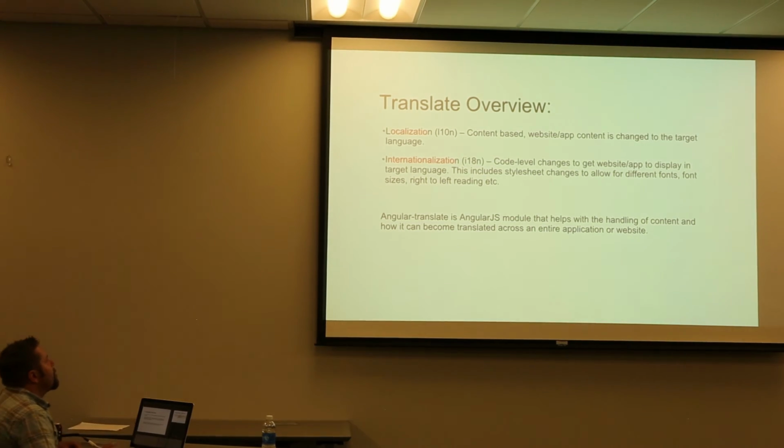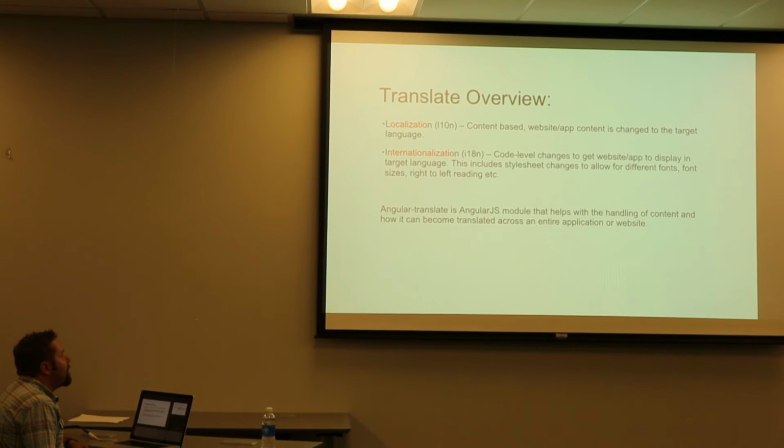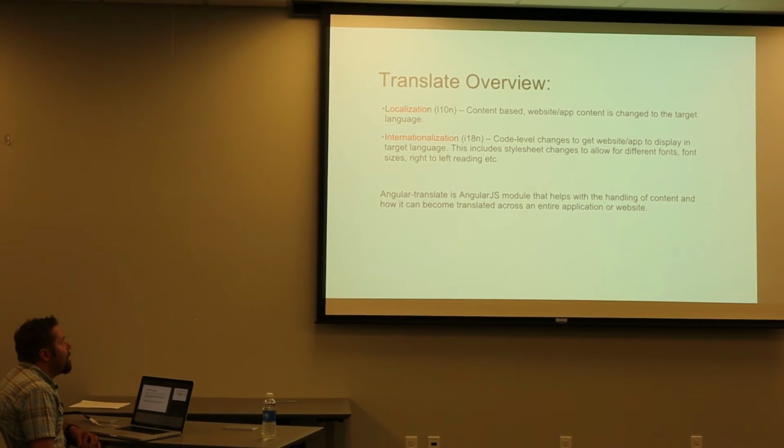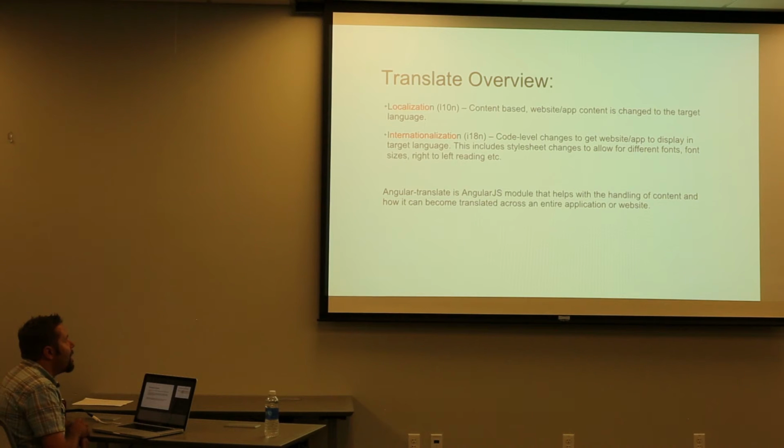So, a quick overview on translation type stuff. On localization, a fun fact of the I-10N is there are 10 letters between the L and the N. Same thing with internationalization, there are 18 letters. Localization is mainly just translating the content, whereas internationalization involves more changes as far as the layout because of the translations. That falls into the I-18N. So we use Angular Translate to help handle the actual translations of content to different languages. I'll show you how we do that.